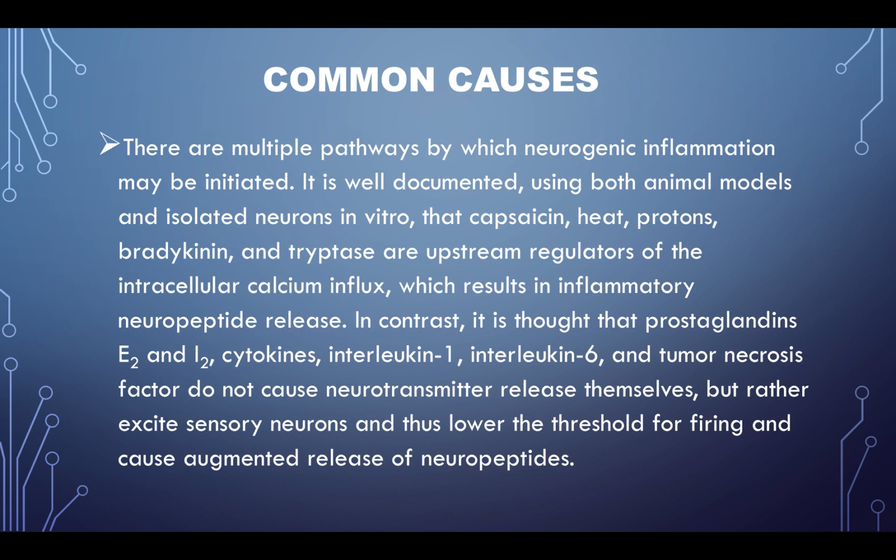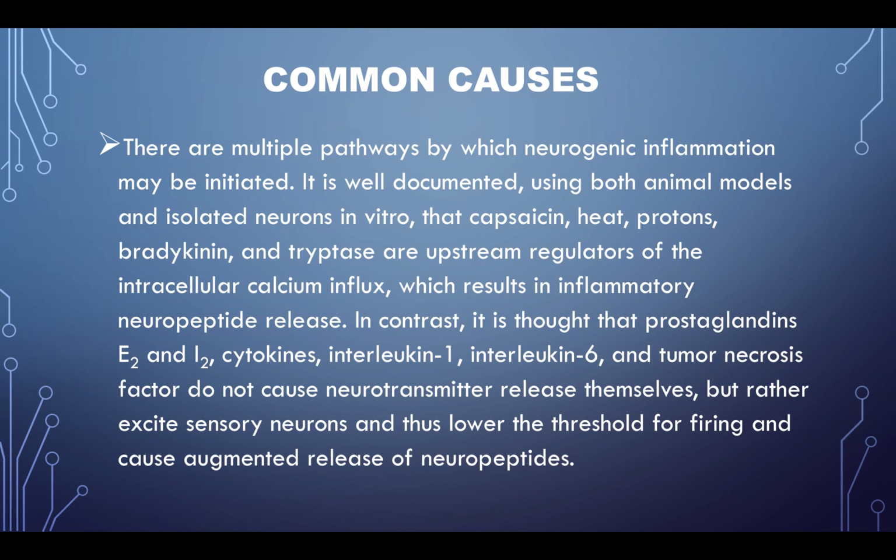So some common causes. This is straight out of a research article. There are multiple pathways by which neurogenic inflammation may be initiated. It's well documented using both animal models and isolated neurons in vitro that capsaicin, heat, protons, bradykinin, and tryptase are upstream regulators of the intracellular calcium influx, which can be bad for the cells. This results in inflammatory neuropeptide release.